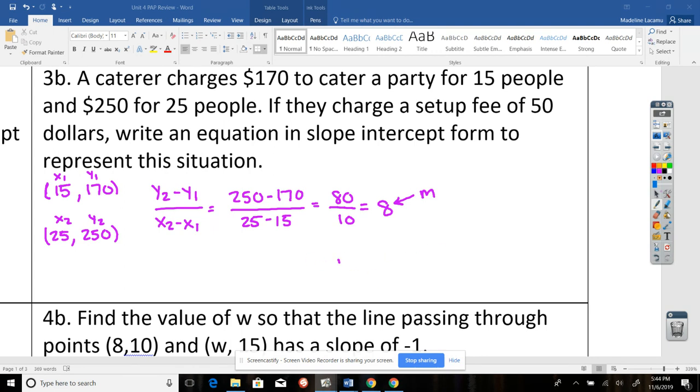Now our y-intercept is easier than that because it tells us there's a setup fee of $50. So whatever fee you have to pay no matter what, like a setup fee, that is your intercept. So b equals 50. So our final equation is y equals, our m is 8, so 8x, and our b is 50, so plus 50.